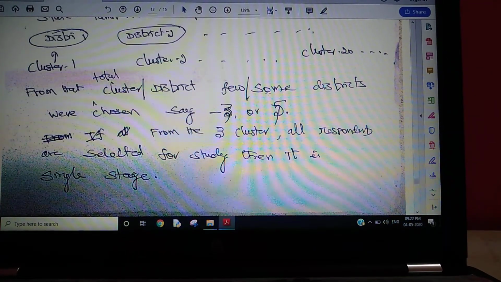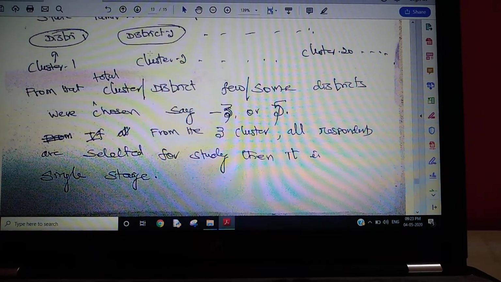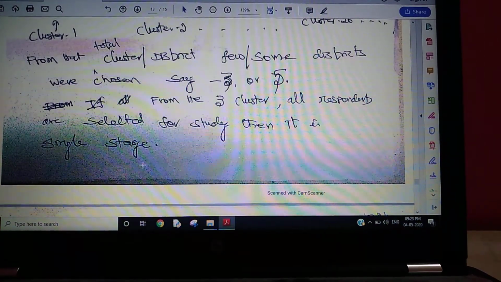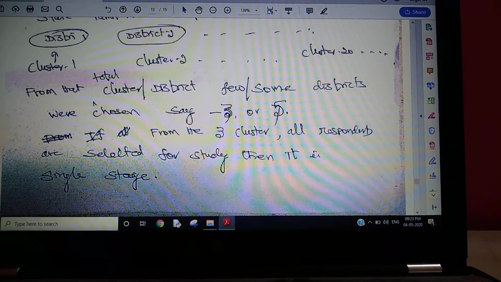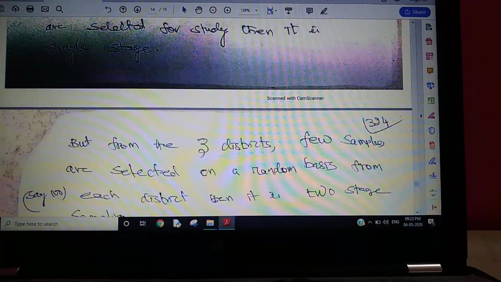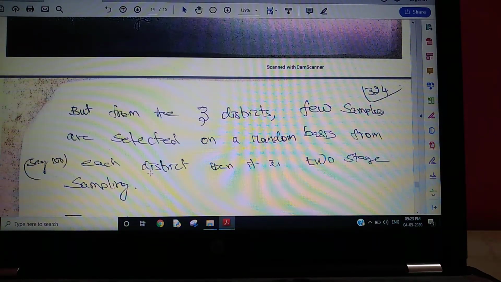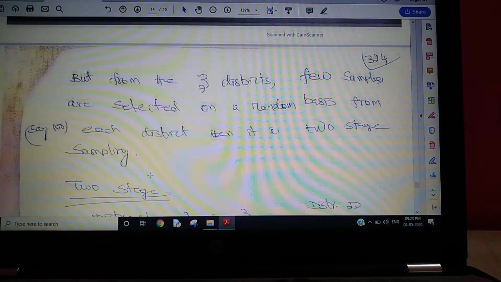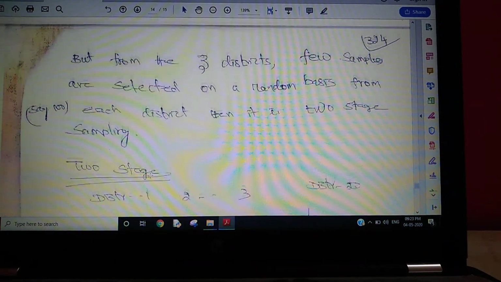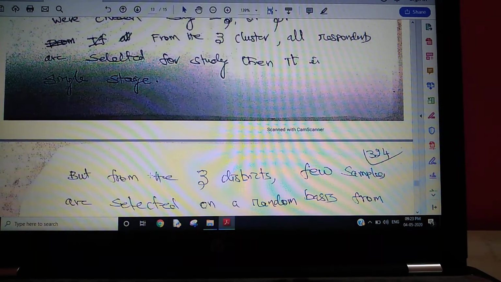Okay, so up to this is the single stage. In the single stage, on a random basis we are selecting district 1, or by some method district 3, district 4, district 5, say 3 districts or 5 districts, and from each district we are selecting all the sample, which means it ends with a single stage. And what is 2 stage? From the 3 districts, a few samples are selected on a random basis from each district. That is 2-stage sampling. So in the first stage, we select 3 districts.